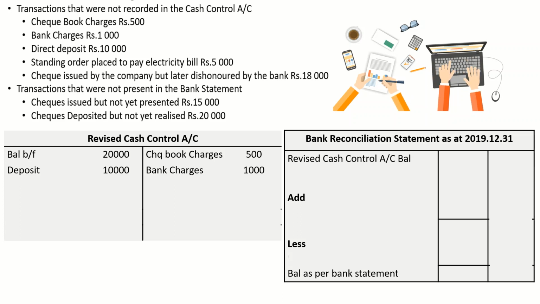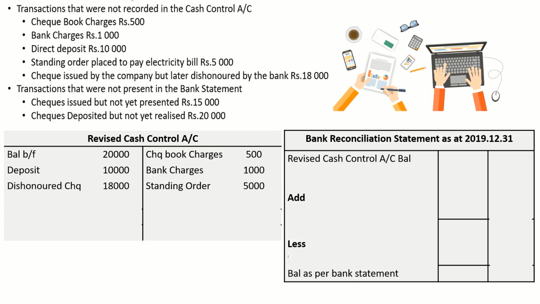And then the standing order placed. So credit cash control account 5,000. Then the check issued of rupees 18,000 and then dishonored by the bank. So here debit cash control account, dishonored check 18,000, because at the time you issued the check you would have credited it from the account. So since it has been dishonored, now you need to add it back.